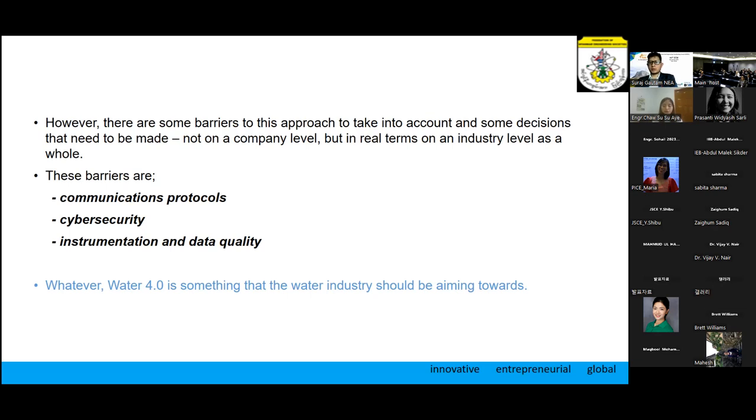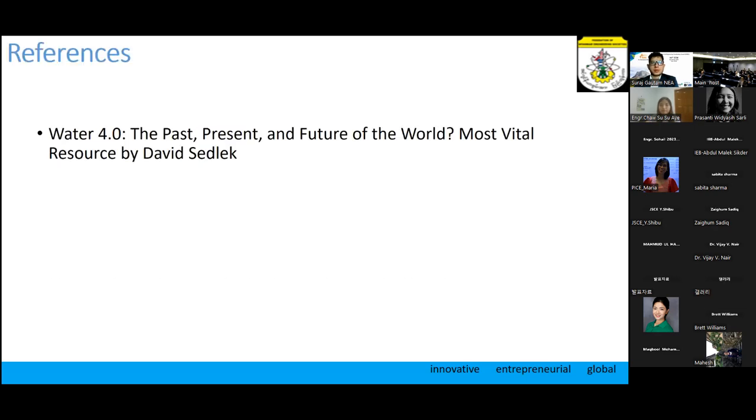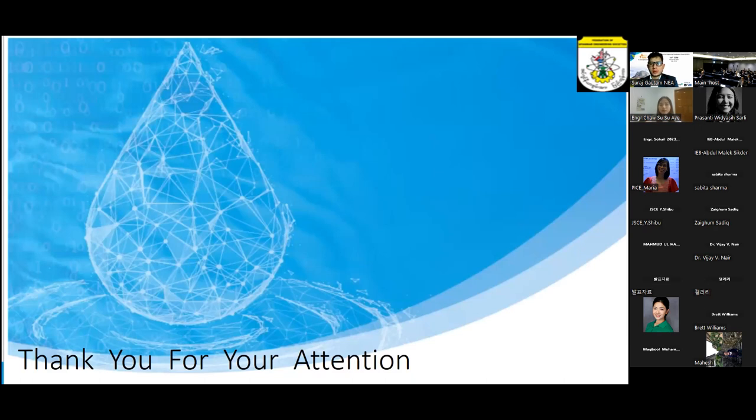This needs to be accurate, which requires the correct instrumentation to be purchased, installed, operated, and maintained correctly. This is not always the case in the water industry of today, as the volume of data and information is relatively low. However, Water 4.0 is something that the water industry should be aiming toward. Thank you for your attention.